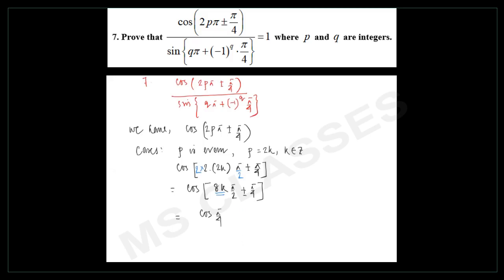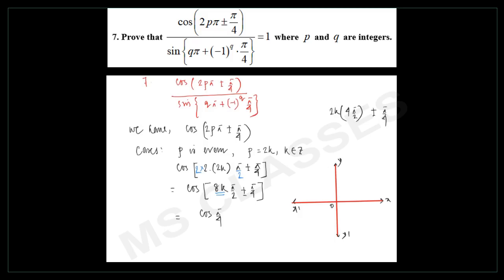Next, what you have to see is that this angle which is given to us, in which quadrant is it lying, first or second quadrant? Now see children, it is actually 4k pi by 2 plus minus pi by 4. We can think of the given angle in this way: 4 pi by 2 into 2k plus minus pi by 4.